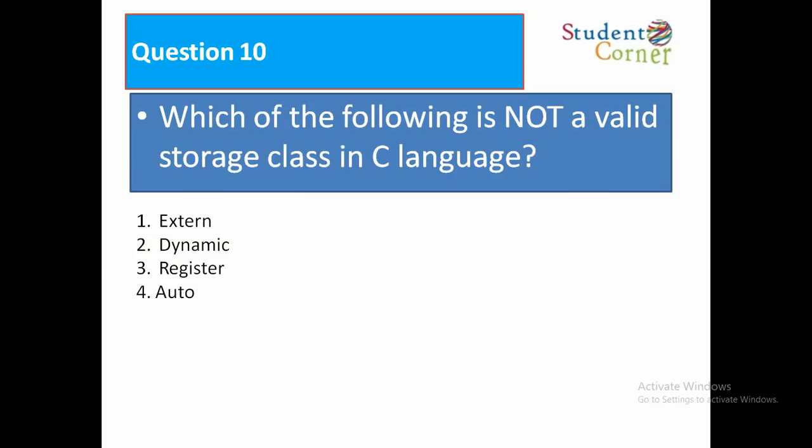Which of the following is not a valid storage class in C language? Option 1 is extern, option 2 is dynamic, option 3 is register and option 4 is auto. In storage classes we have four types: auto, static, register and extern. So dynamic is the odd one out.